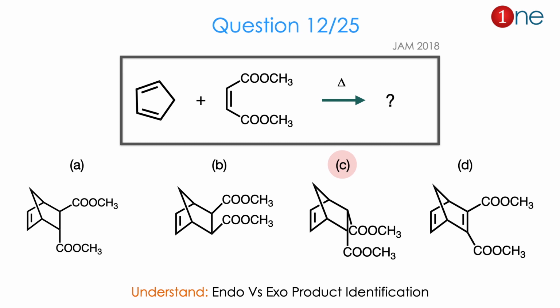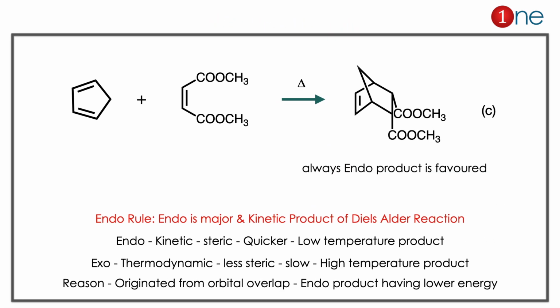The answer is C. Let us see how. This fact we have already seen, the endo rule. Endo is major and it is the kinetic product for the Diels-Alder reaction. So endo is the major product here. The reason originates from orbital overlap. It will have lower energy for this configuration. So the answer is C there.